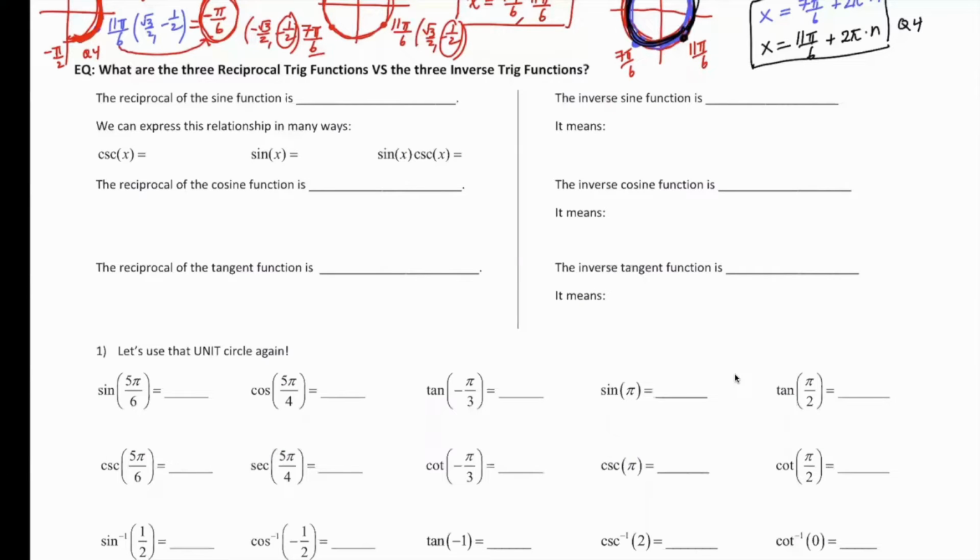Right, so now let's talk about the second part in the middle that we can go along together. So first thing, the essential question is, what are the three reciprocal functions and what are the three inverse trig functions? Let's start with the left column.